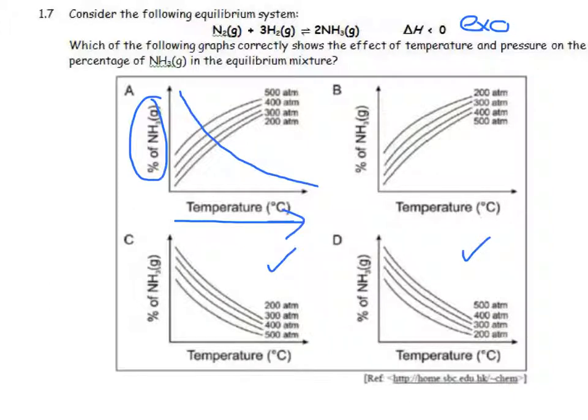Then we need to consider that we have got 4 gas moles on the left and 2 gas moles on the right. So what's going to cause the highest yield of ammonia is going to be high pressure. So high pressure gives you a higher percentage, and that makes sense. So D is your correct answer. So you have to consider both of those.